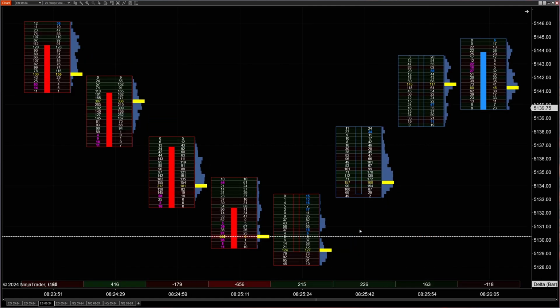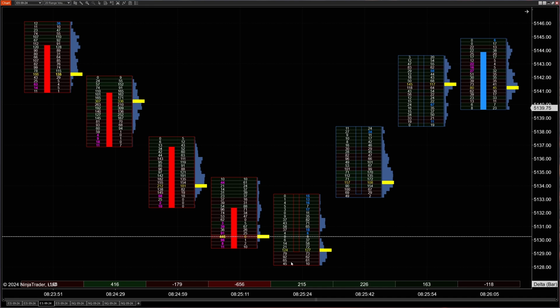Now, when we fast forward to the area that I showed you in the beginning of the video, notice what we did. The market came back down a little bit lower. Then we were able to regain that high volume area on the candle that had an abnormal amount of delta compared to the other candles around it.